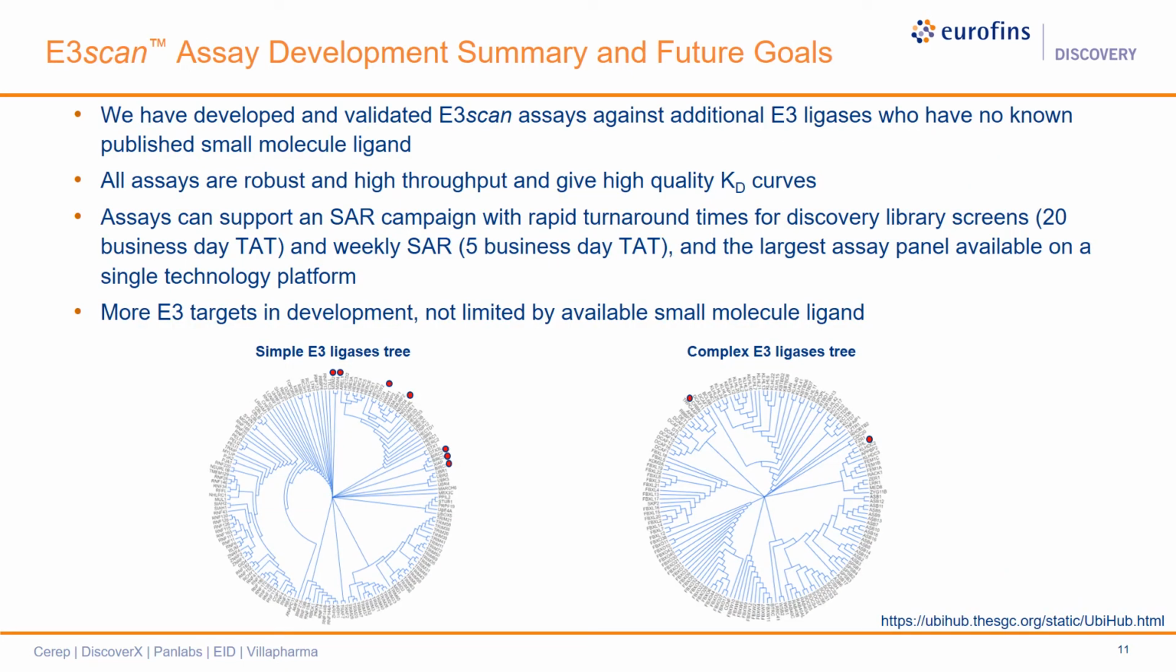So in summary, we have developed and validated E3 scan assays against additional E3 ligase targets that have no known published small molecule ligand. All of these assays are robust, high throughput, and give high-quality KD curves. The assays can support an SAR campaign with rapid turnaround times for library screens of 20 days and weekly SAR with 5 days turnaround time. And it is the largest E3 ligase panel available on a single technology platform.